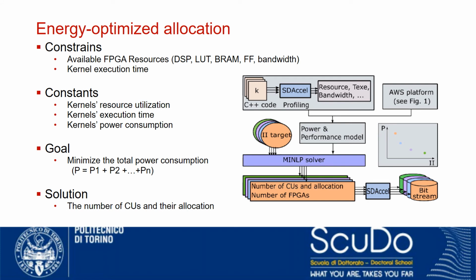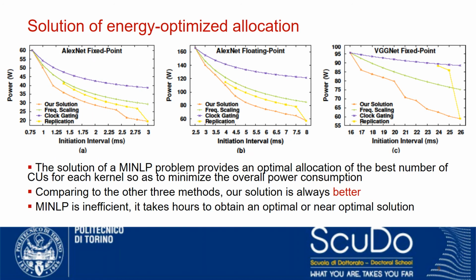Similar to the performance-optimized allocation model, the energy-optimized allocation model tries to minimize the total power consumption under the execution time and FPGA resource limits. The figure shows the design flow to get the power-optimal FPGA configuration. Like the performance-optimized model, it can also be solved using a MINLP solver. The results are shown in the figure. The MINLP solver can provide an optimal allocation of each kernel in order to minimize the total power consumption.